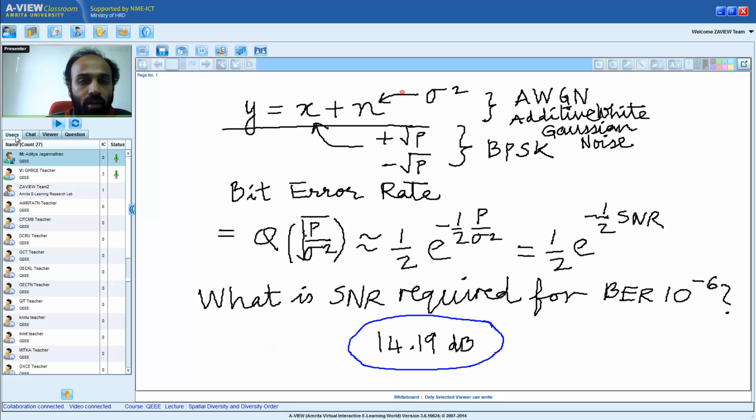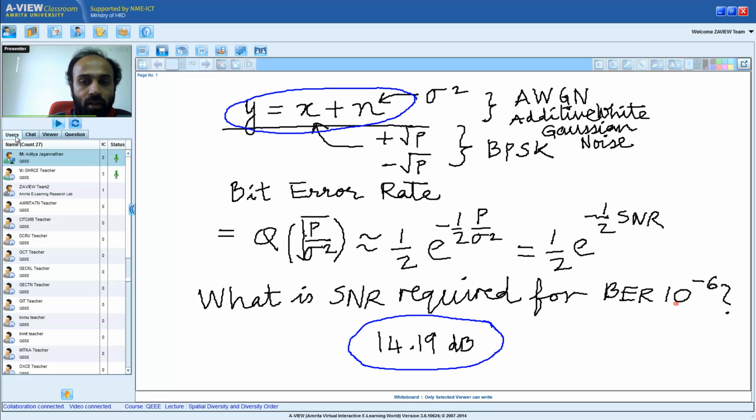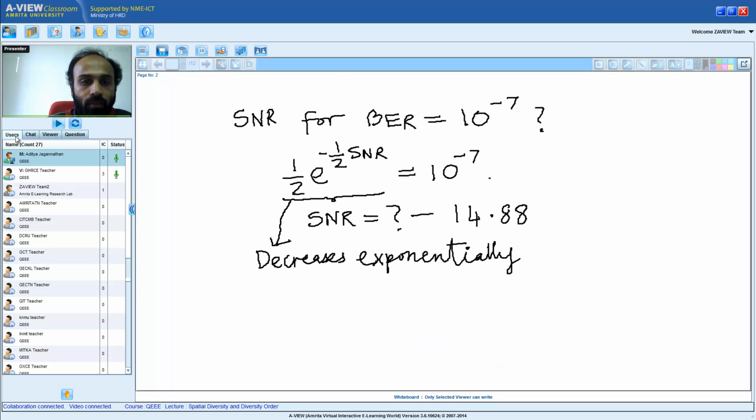So see, we have y is equal to x plus n. This is an AWGN channel. We said in an AWGN channel the bit error rate is half e to the power of minus half SNR. Therefore, we calculated this earlier: for a bit error rate of 10 power minus 6, the SNR required is 14.19 dB.